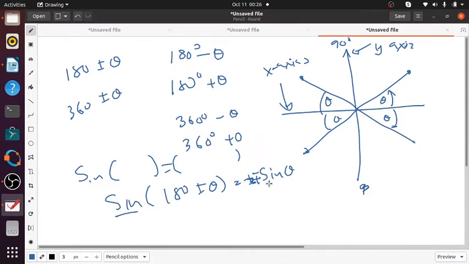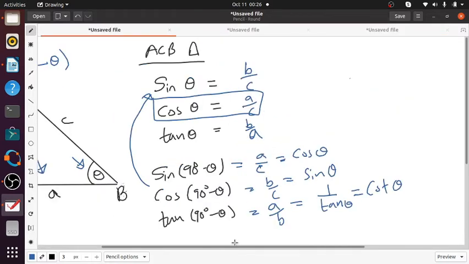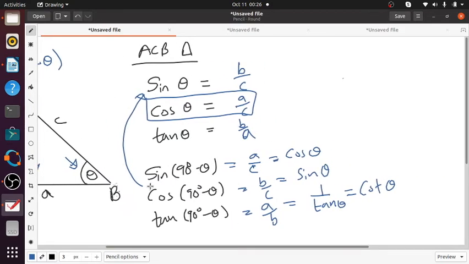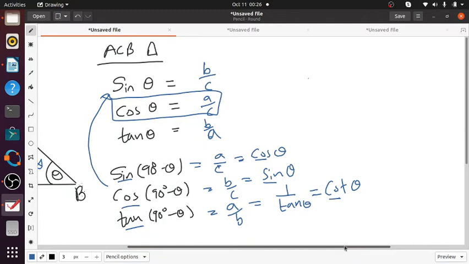Notice that the function did not change there, but when you take 90 minus theta with respect to the y-axis, you can see that there's a change of the function. Sine becomes cosine, cosine becomes sine, and tan becomes cotangent. We have to keep this in mind because this is very useful when we are dealing with trigonometric identities.